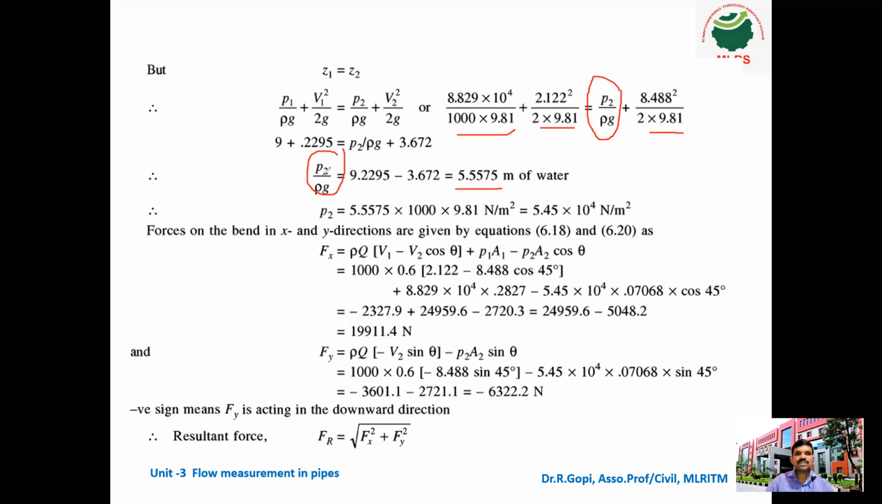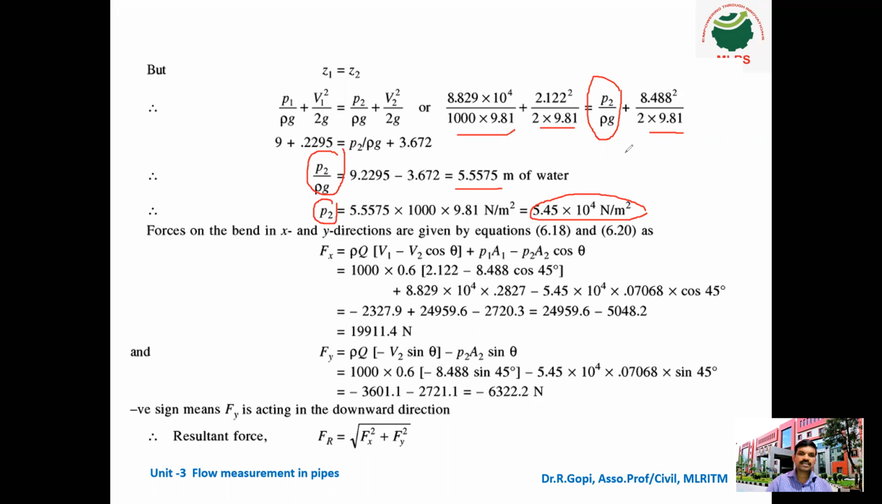Okay, so rho we know, g we know, from this we can easily calculate the P2. So 5.5575 into 1000 into 9.81 Newton per meter square. So the pressure at section 2 is 5.45 into 10 power 4 Newton per meter square. So keep it in mind, if pressure is not given, you have to calculate it using the Bernoulli's equation.